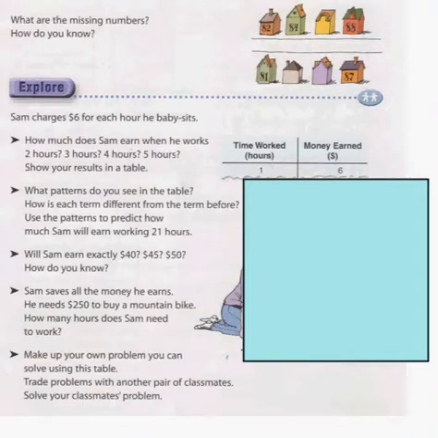Alright, here we go. Let's look at the top of the page. Please look at the diagram of those houses up there in the top right hand corner. You can see that each house, almost every house, has a number written on it. And the question says, what are the missing numbers?